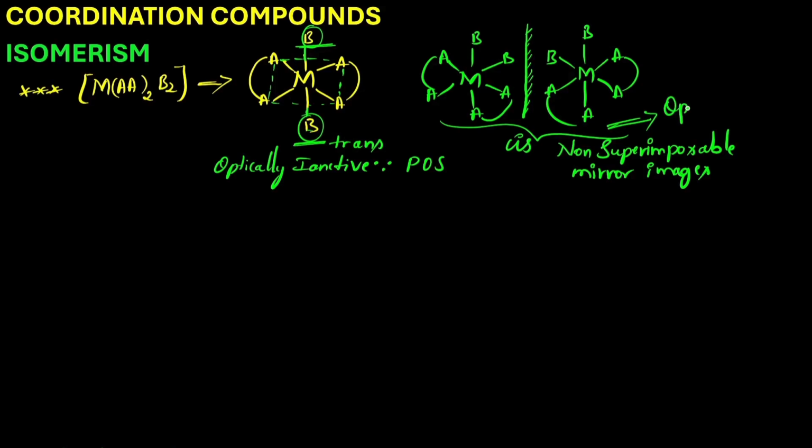It is optically active in the complex of type M(AA)2B2. The trans isomer is optically inactive, and the cis isomer is optically active.